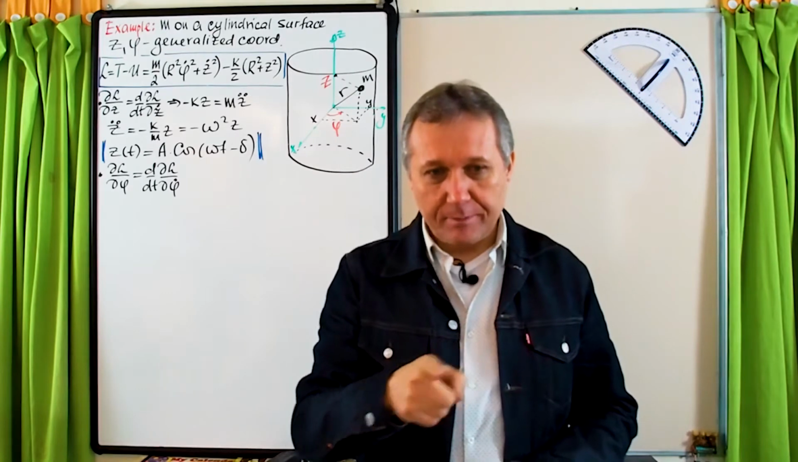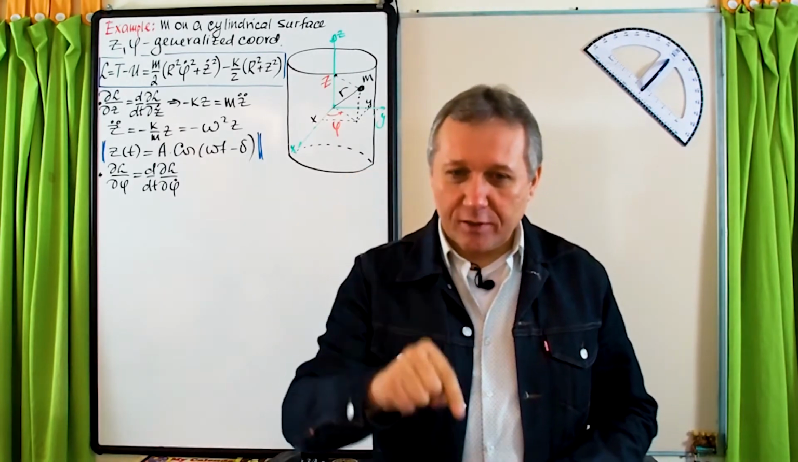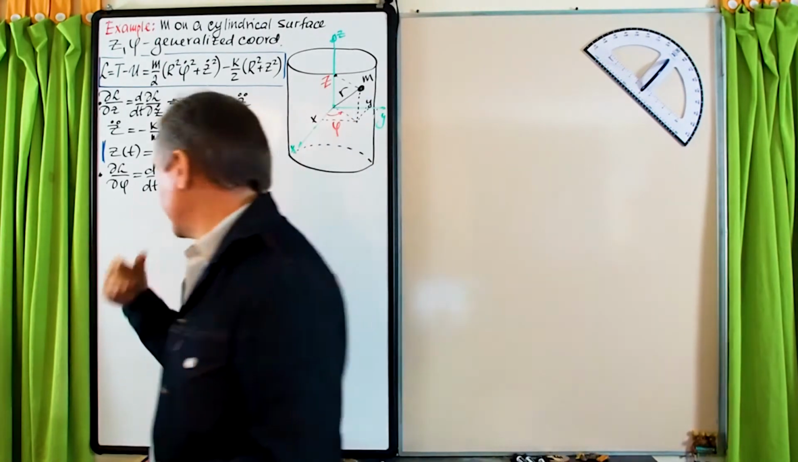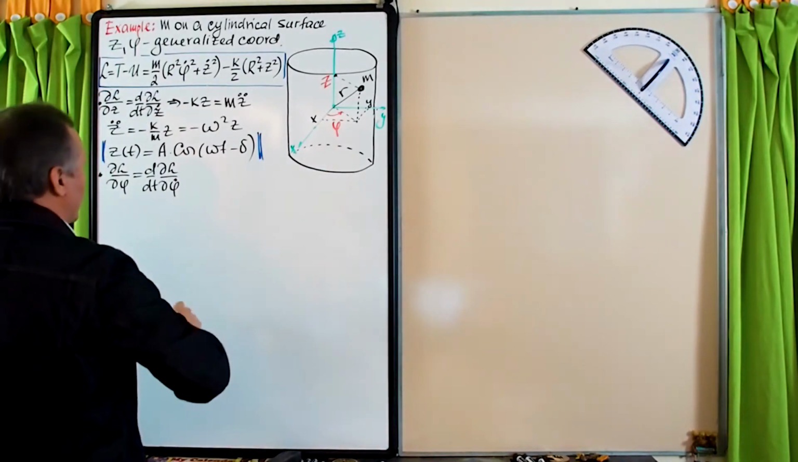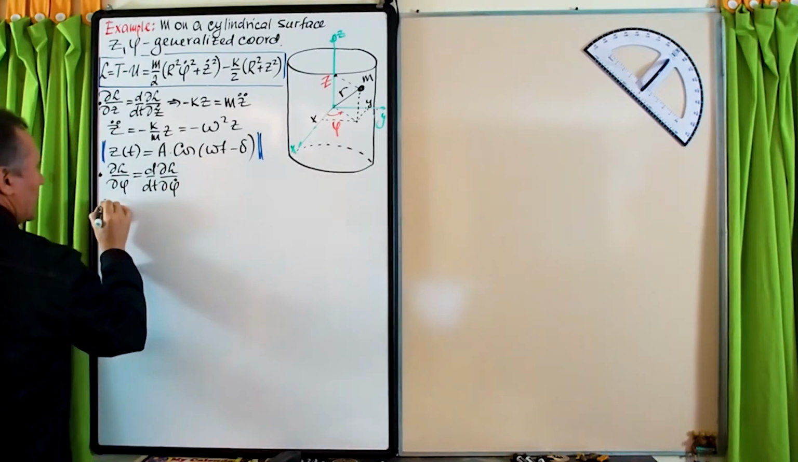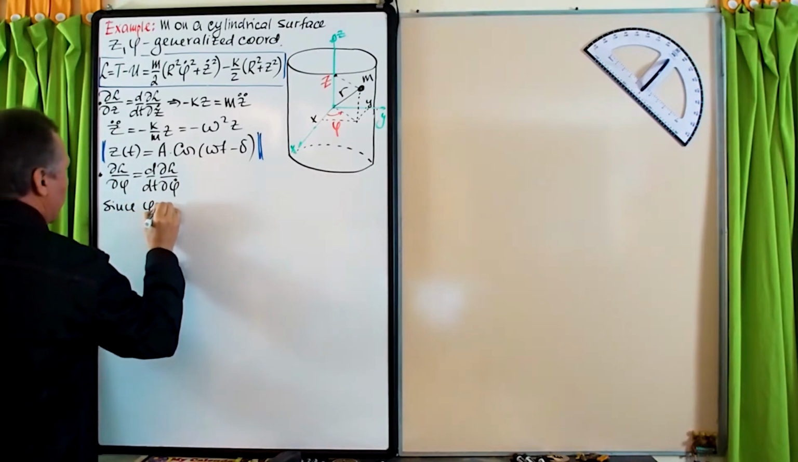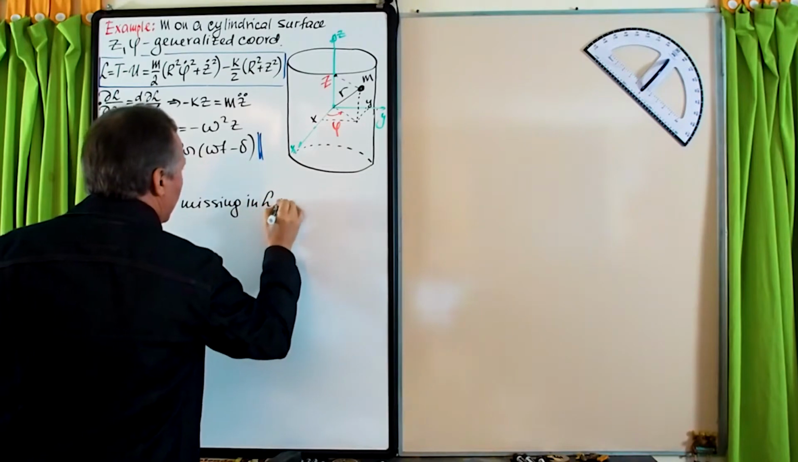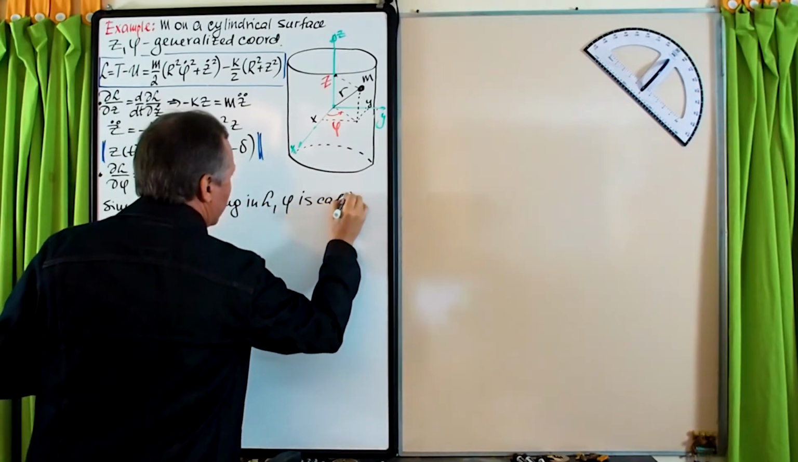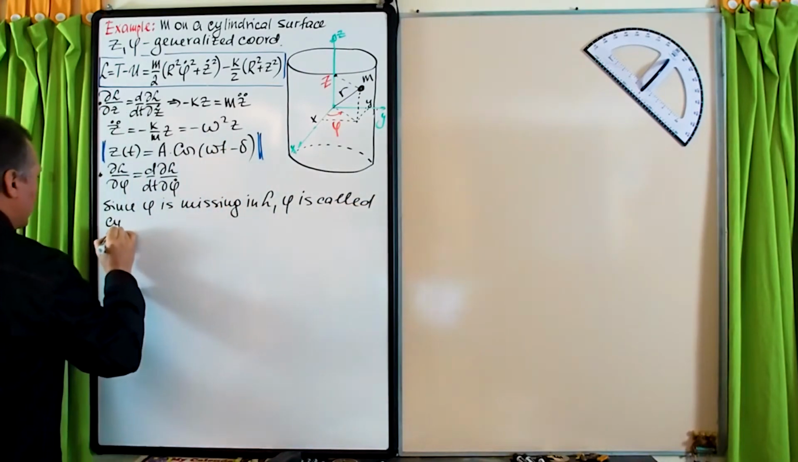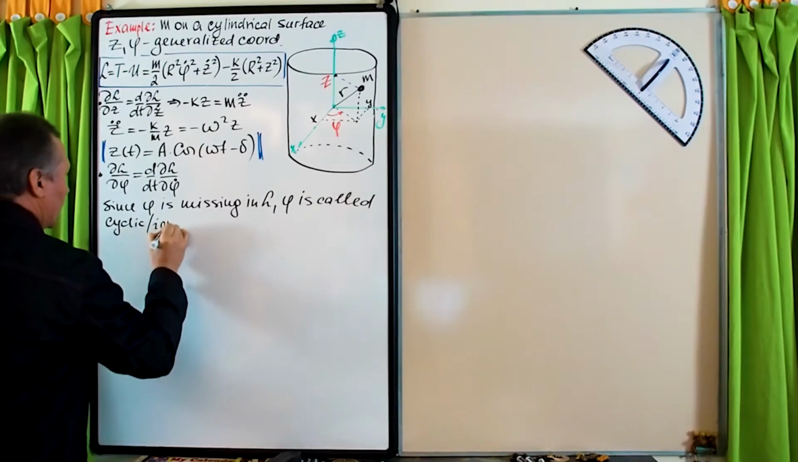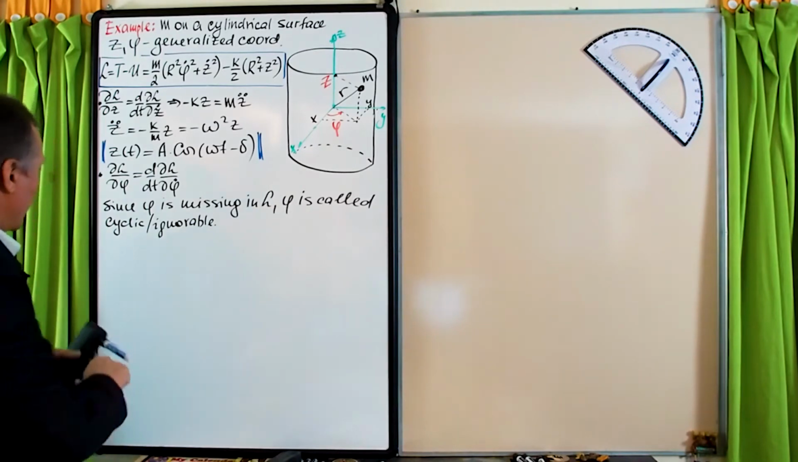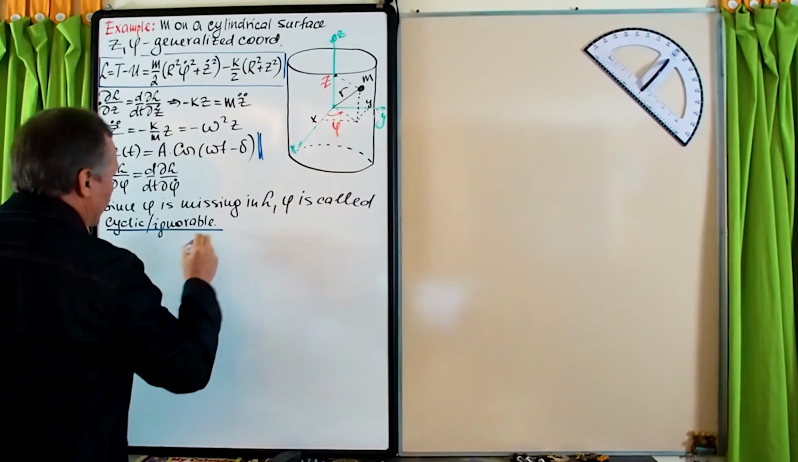And immediately, you will see generalized momentum is conserved. It follows from the Lagrange equation. So let me write first what I just said. Since phi is missing in L, phi is called cyclic or ignorable. It's a very common term. So cyclic or ignorable. Let me underline it.